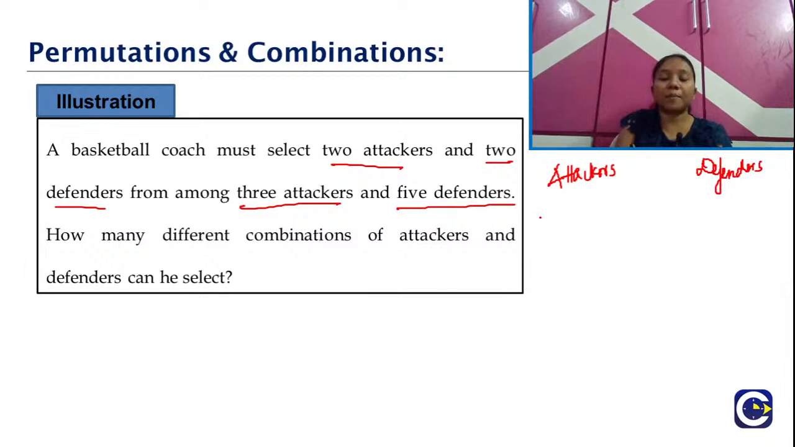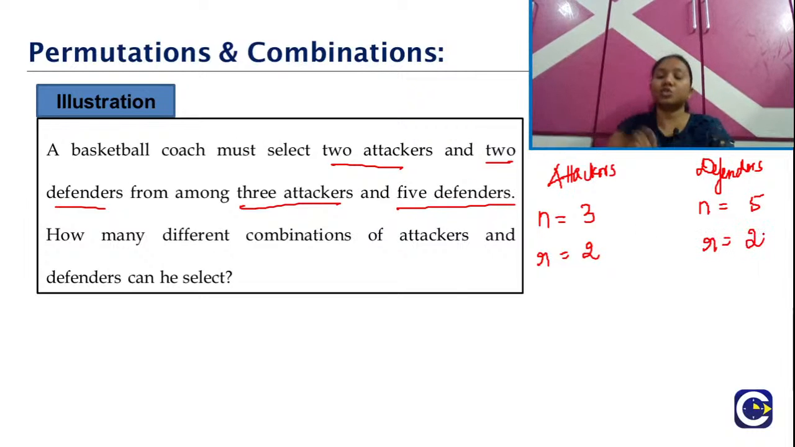So how many total number of attackers here? That means n. So 3 attackers in total. And how many defenders? That is n here, 5. Right. Amongst these 3 attackers, the coach must select 2 attackers. That means r will be 2. And amongst these 5 defenders, the coach must select 2 defenders. That means r will be equal to 2.